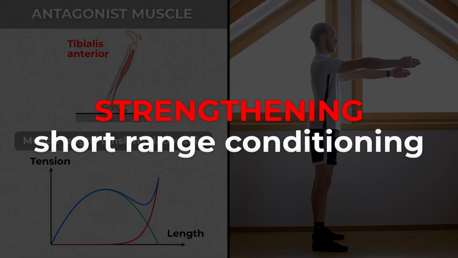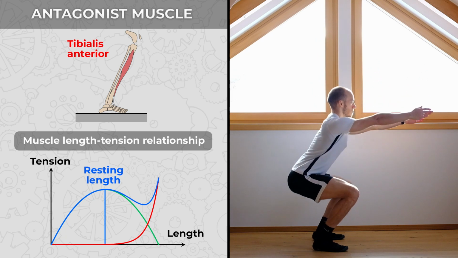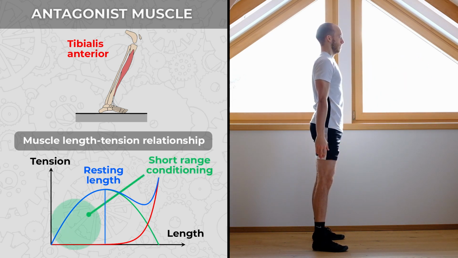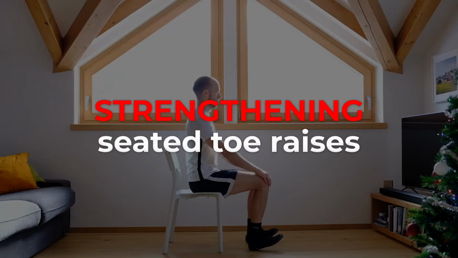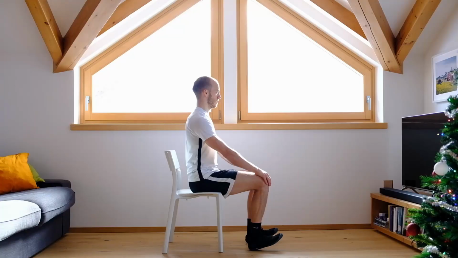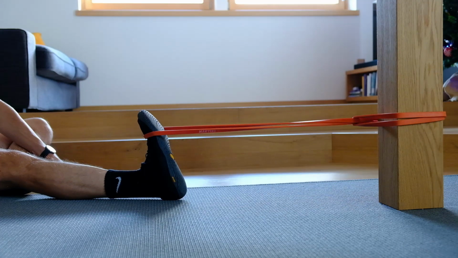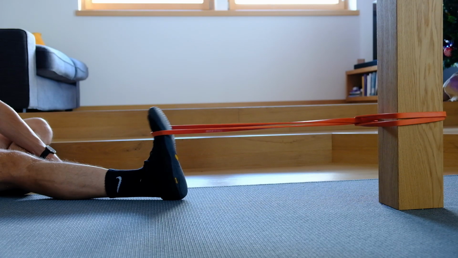The antagonist muscles of the soleus, mainly the tibialis anterior, should be trained in the maximum shortened position. The simplest option is the seated toe raises exercise. Try to hit the full range of motion of ankle dorsiflexion during each rep, with a full contraction of the shin muscle. An alternative, with the potential of progressive overload, can be the resisted ankle dorsiflexion with an elastic band.